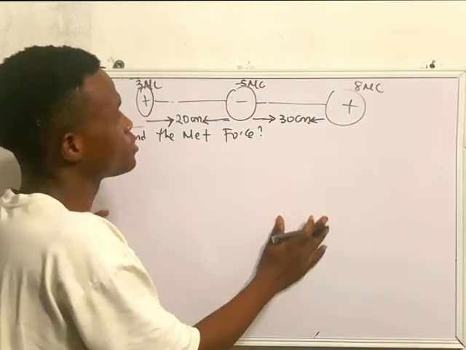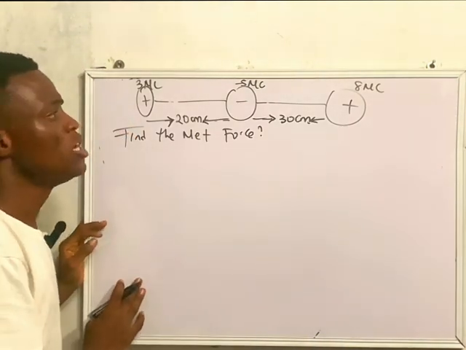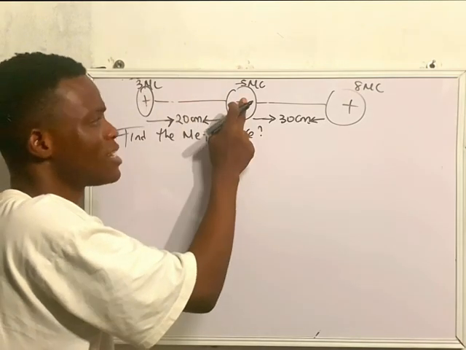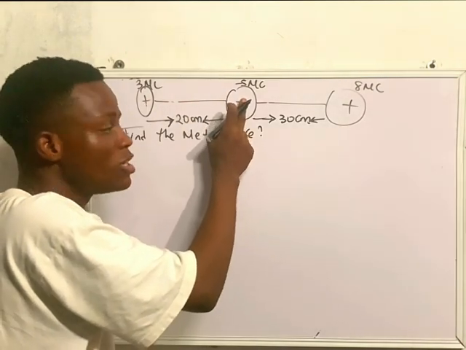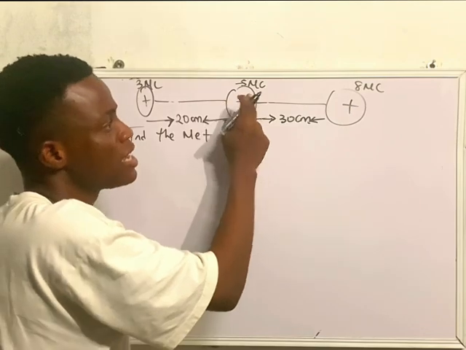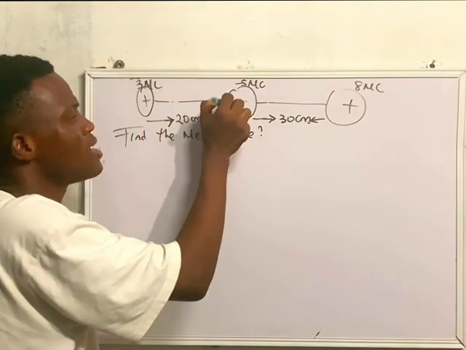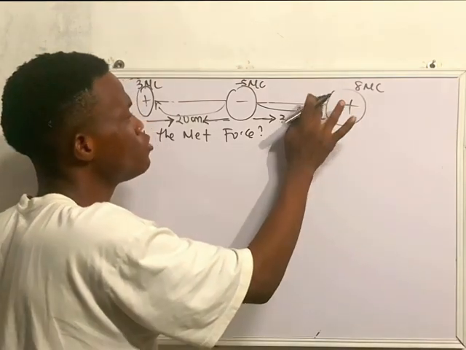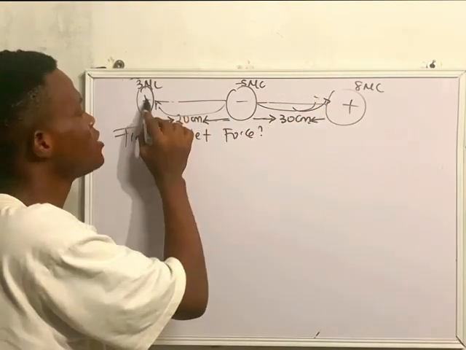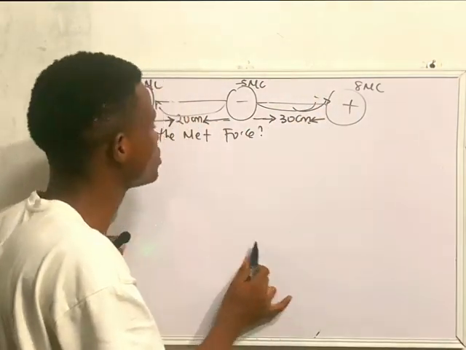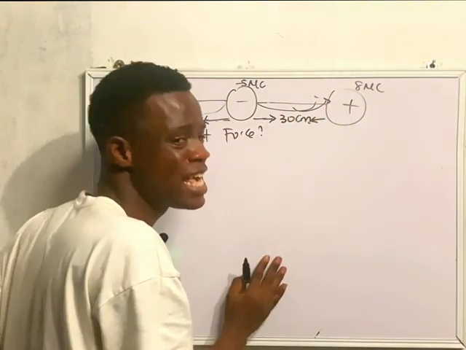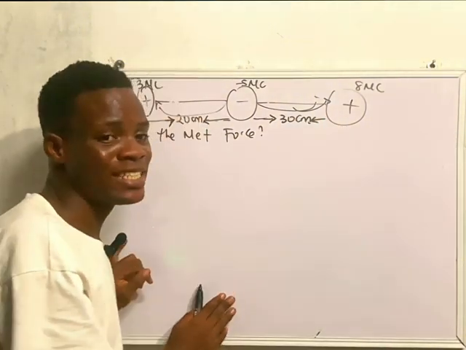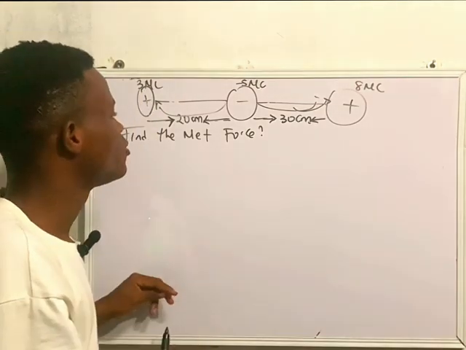Now find the net force. How are you going to find the net force? I was telling you the other time that this one is going to be attractive, right? That means this one will be attracted to this place. It's not possible to have this one attracted to this place. Why? Because they will repel, since they are the same charges. Like charges repel, unlike charges attract.